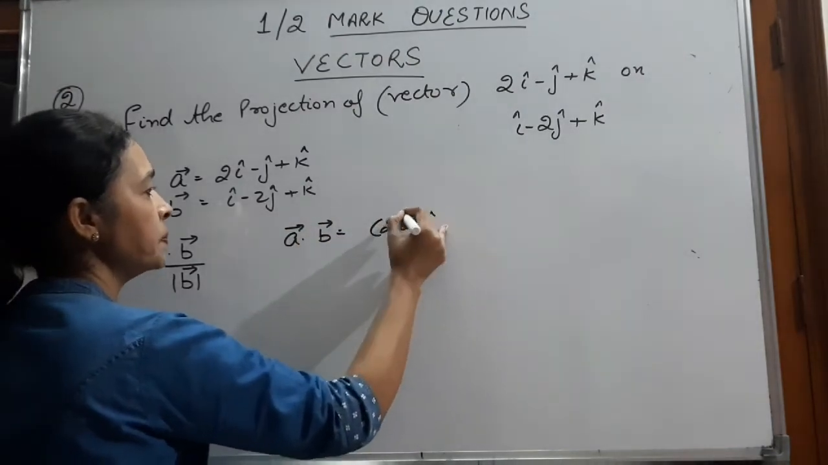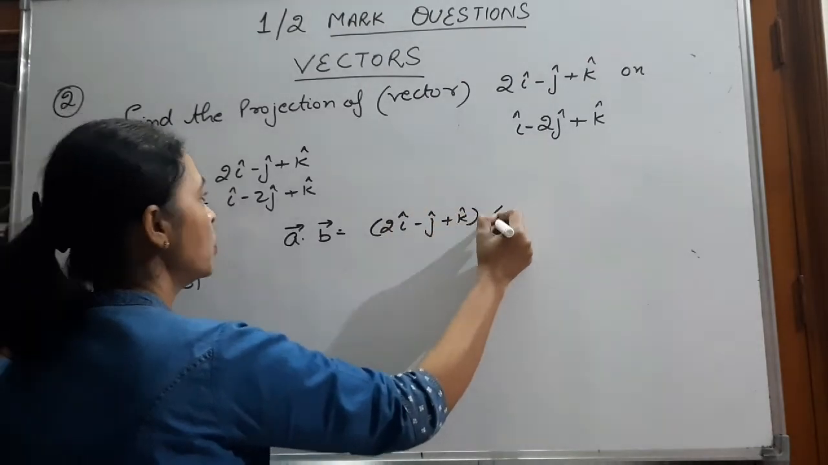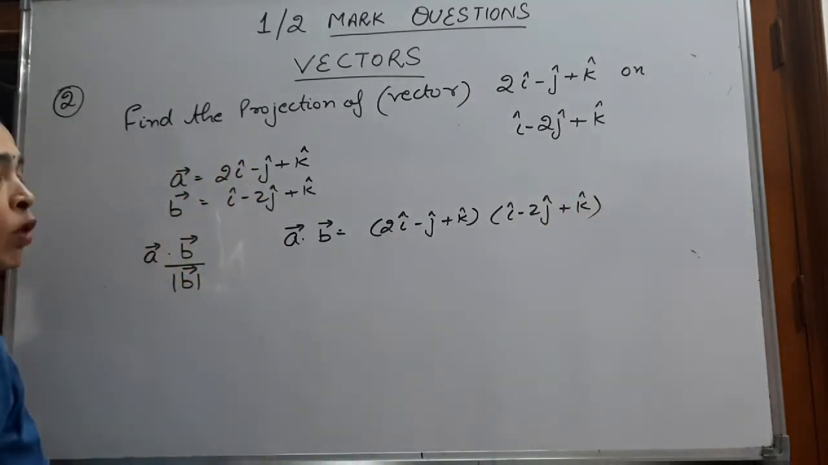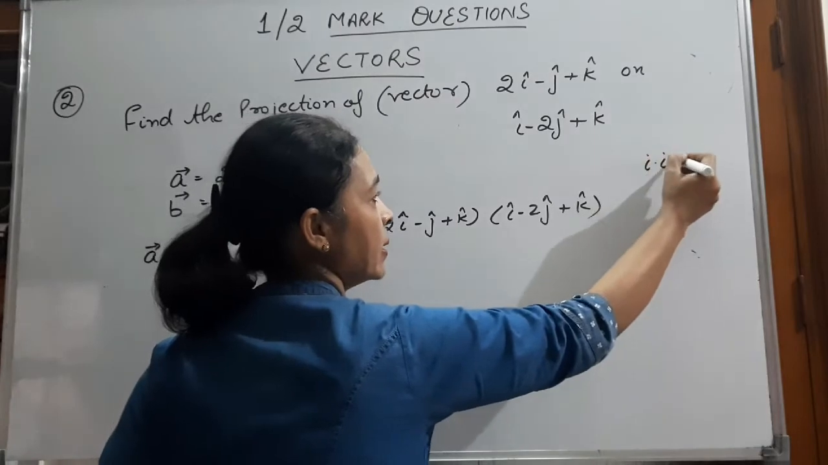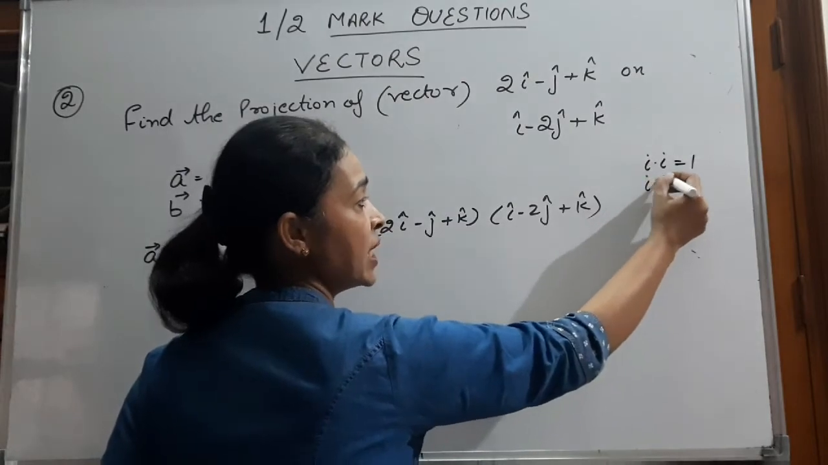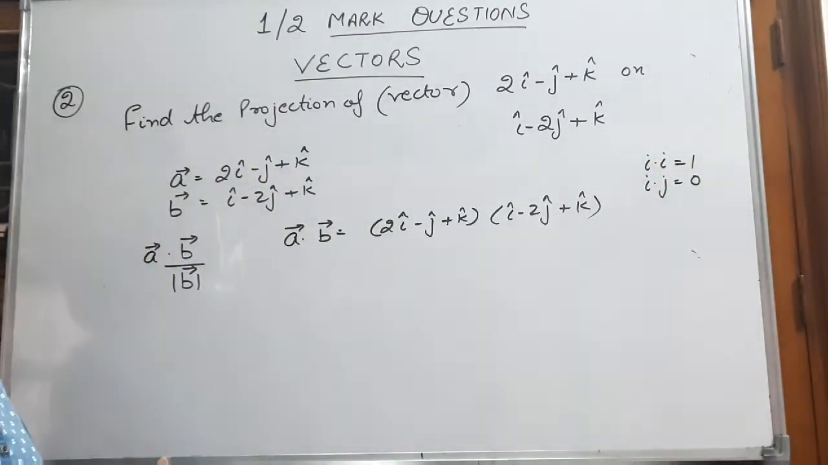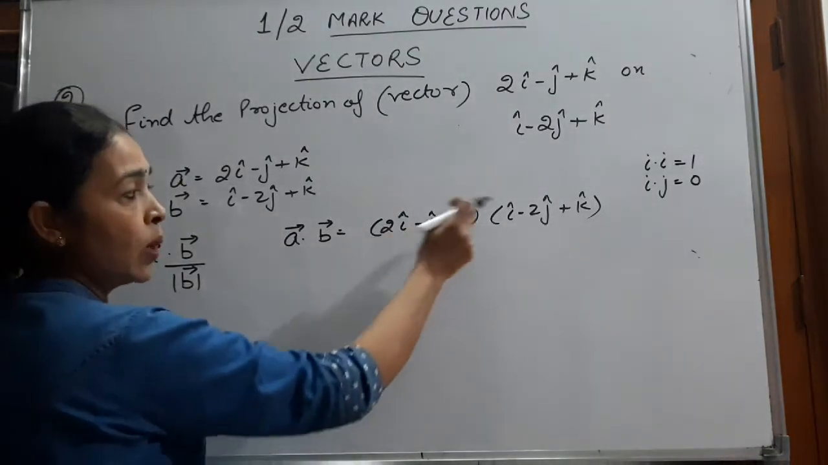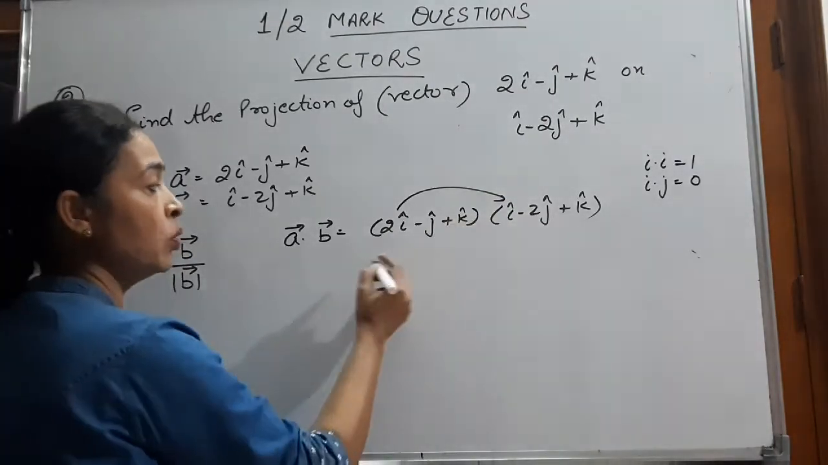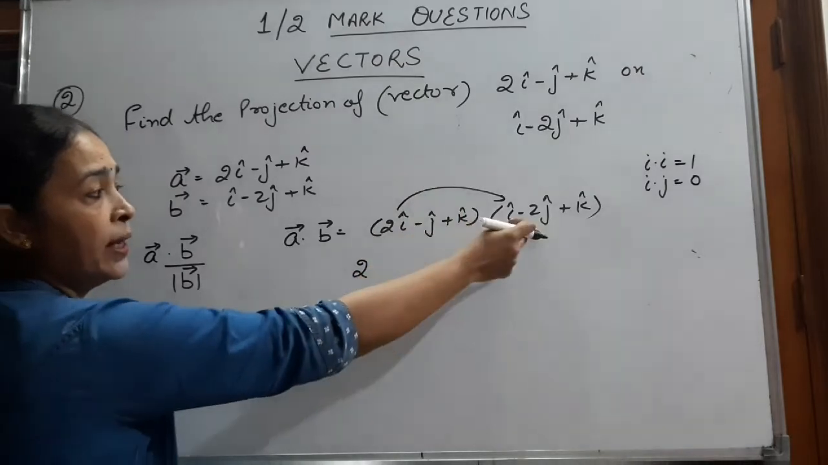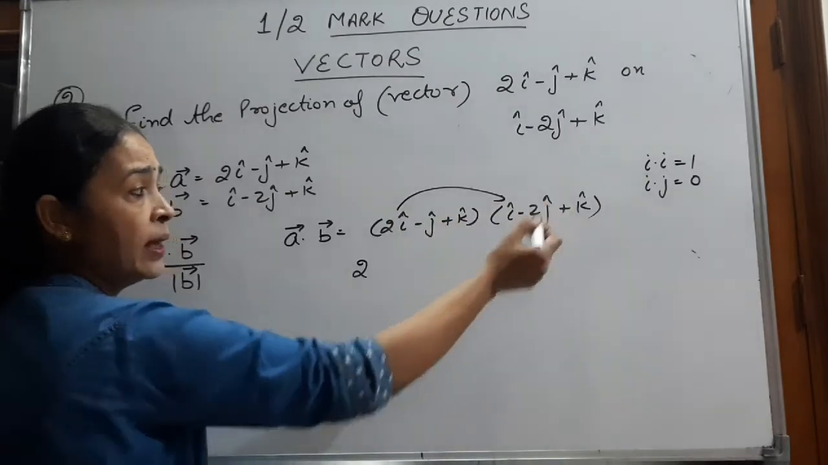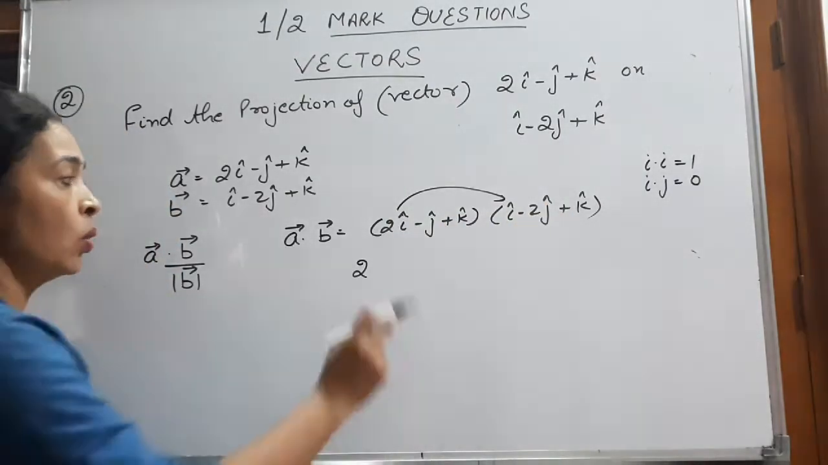2i cap minus j cap plus k cap into i cap minus 2j cap plus k cap. What is the dot product? i dot i is 1. j dot j is 1. k dot k is 1. i dot j is 0. j dot k is 0. i dot k is 0. 2i into i: i dot i is 1, so 2 into 1 is 2. 2i into minus 2j: i into j is 0, so the whole term becomes 0. 2i into k: i into k is also 0.